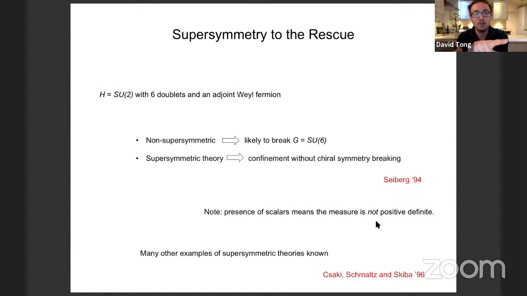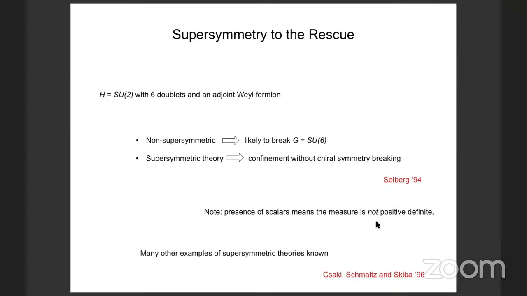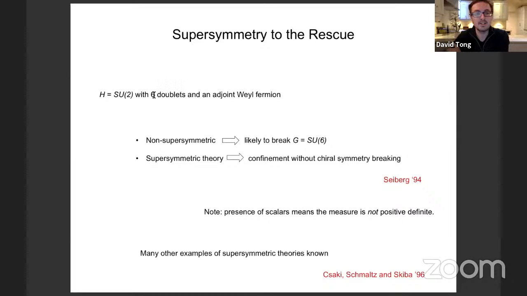However, if you take this theory and you make it supersymmetric, which is fairly straightforward, it means adding 6 scalar fields in the fundamental of SU(2), and then adding very specific Yukawa terms between those and the adjoint Weyl fermion. It has N=1 supersymmetry. Among the many interesting properties of N=1 supersymmetric theories that Nati Seiberg found in the 90s was that this one in particular has the property that it confines without breaking the SU(6) global symmetry. It's exactly what we want.